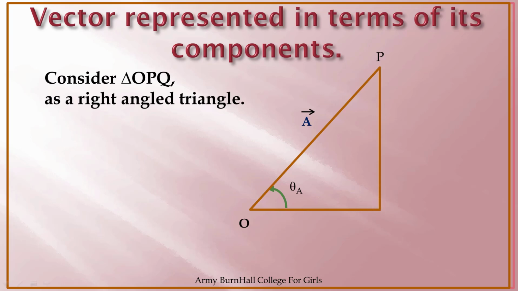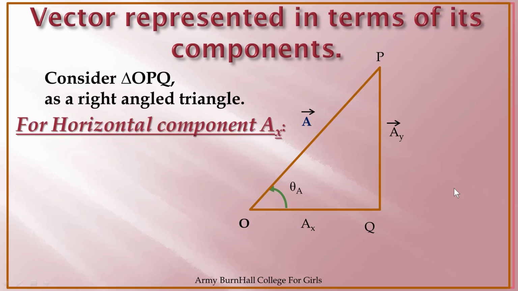That was one of the reasons why we were only considering rectangular components, because we needed a right angle triangle so that we can apply the Pythagoras theorem and solve the equation for the components. We have a vertical component and a horizontal component. So for the horizontal component Ax, don't forget to put arrowheads over here.